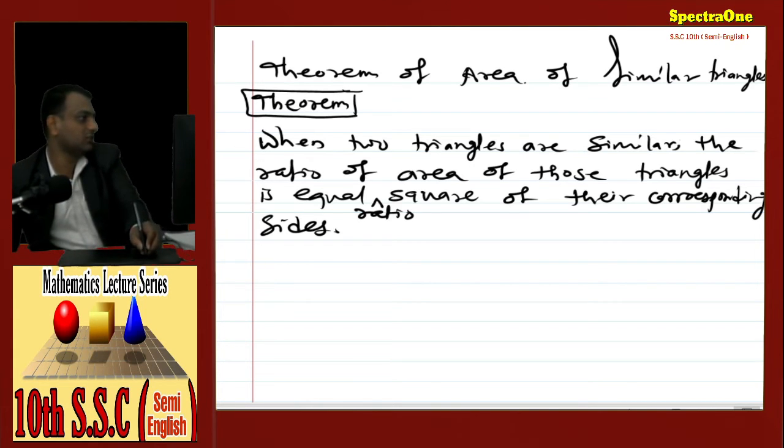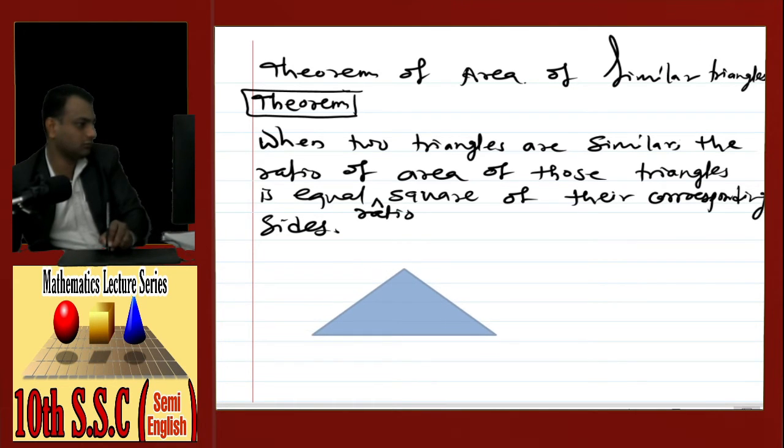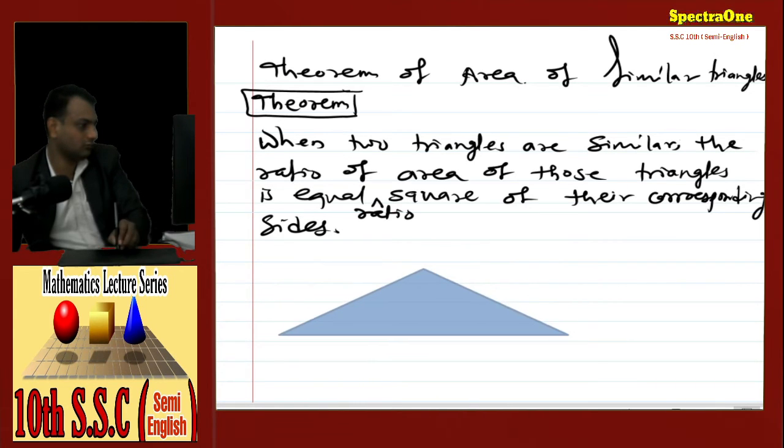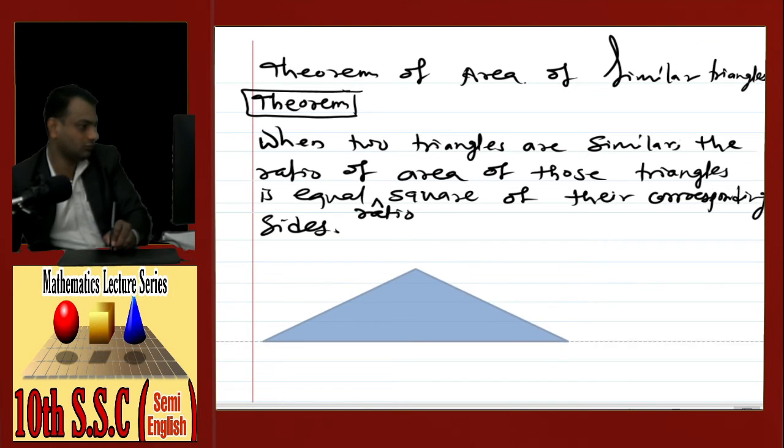Suppose there are two triangles. This is one triangle.